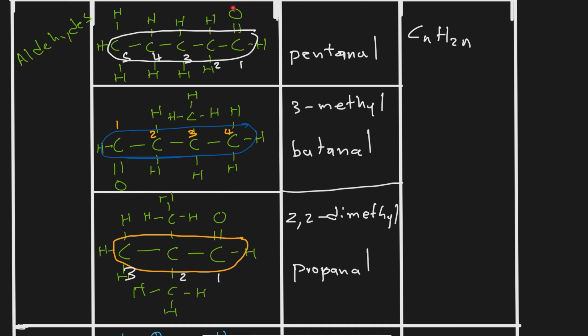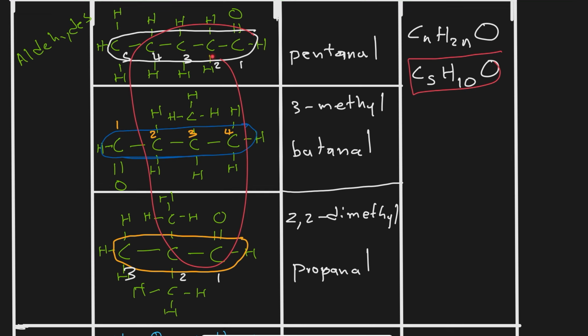So that is why we move those 2 hydrogens, and then we're going to have oxygen there. So now for 5 carbons, the general formula is going to be 5 carbons, and then how many hydrogens? 2 multiplied by 5, which is 10, with 1 oxygen. So this will be the molecular formula for all these aldehydes, since they have 5 carbons in them.